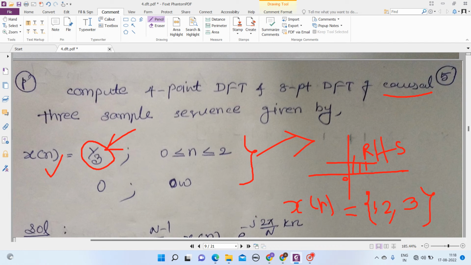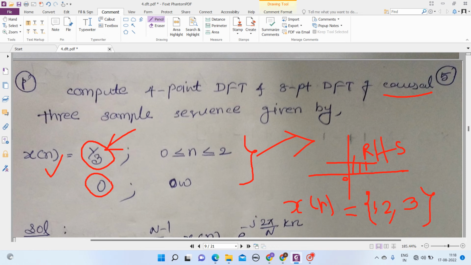So here they have given the function x of n is equal to 1 by 3, where n is the discrete time, and n lies between 0 to 2, and 0 otherwise. If n is less than 0, then the magnitude of the signal is 0. If n is greater than 2, which means 3, 4, 5, then the magnitude is 0.